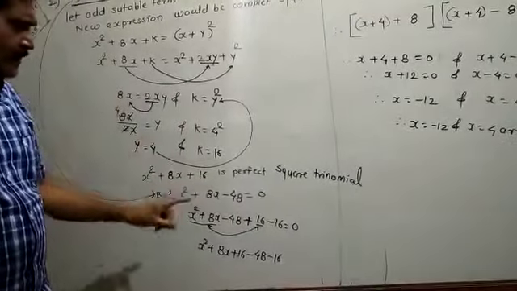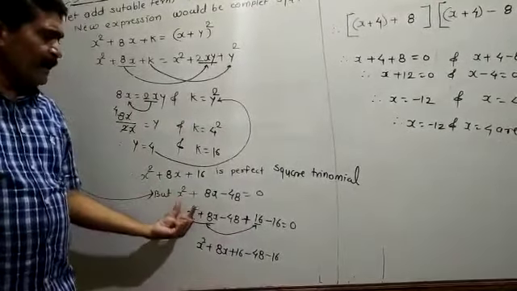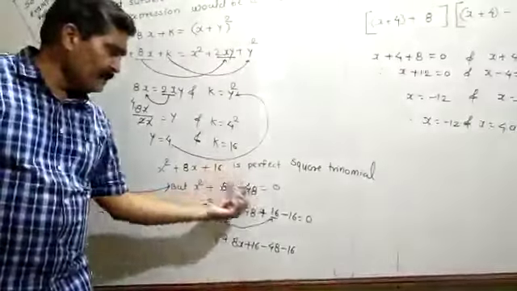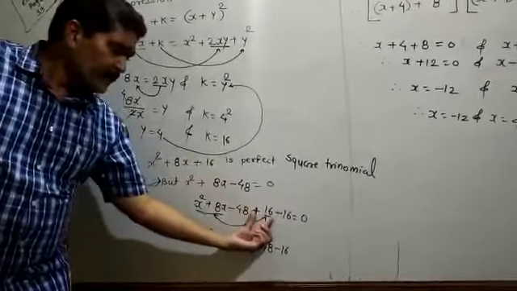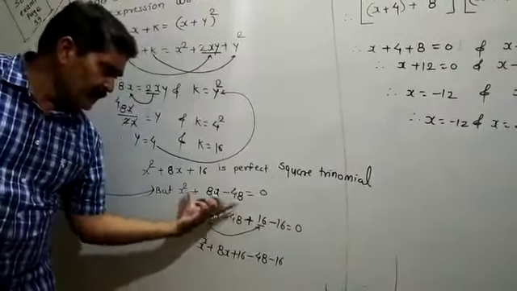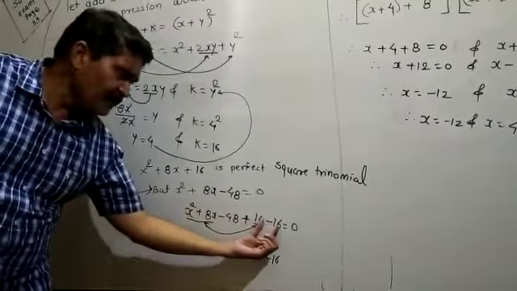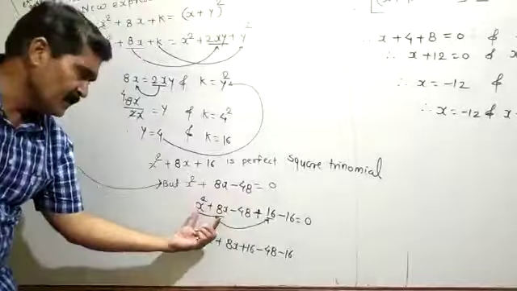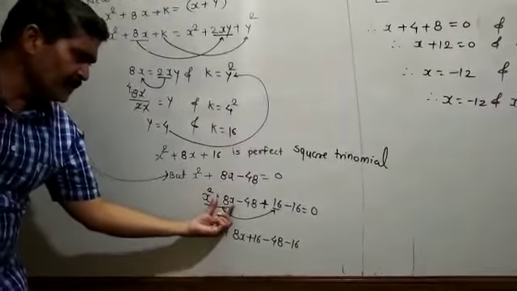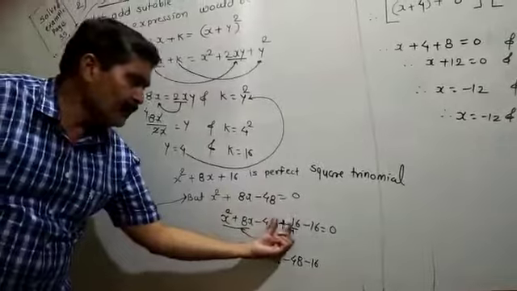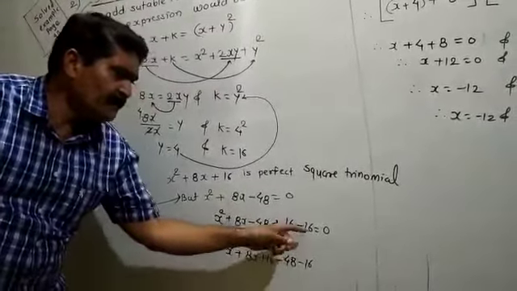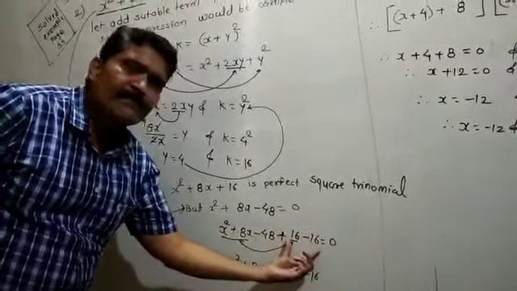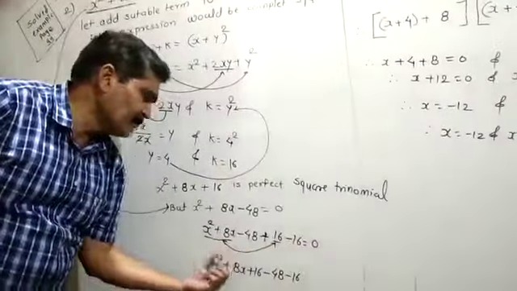For solving this by the completing square method, add and subtract the perfect square term here. So in this expression I will add 16 and I will subtract 16, and the value of the expression will not change. So this becomes x square plus 8x minus 48 plus 16 minus 16. If I cancel these, it will not change the value of this expression.